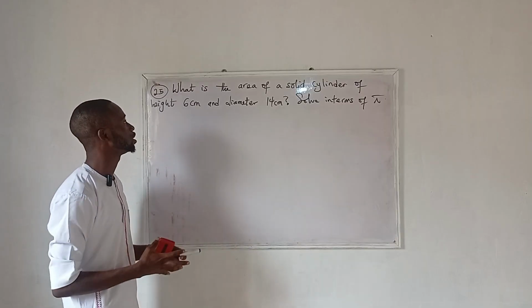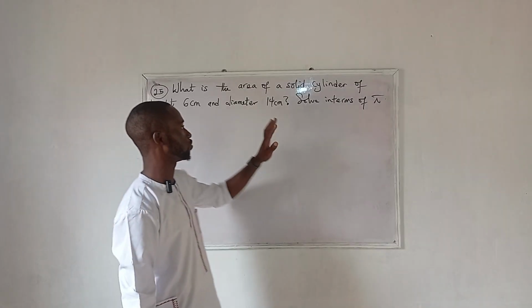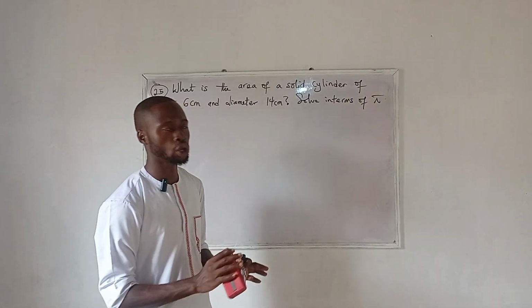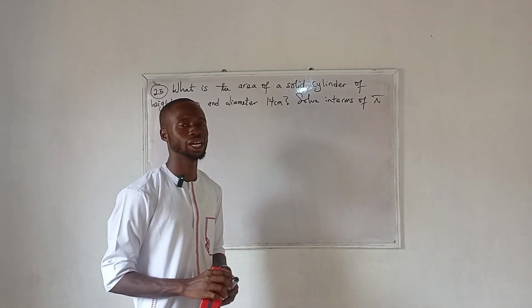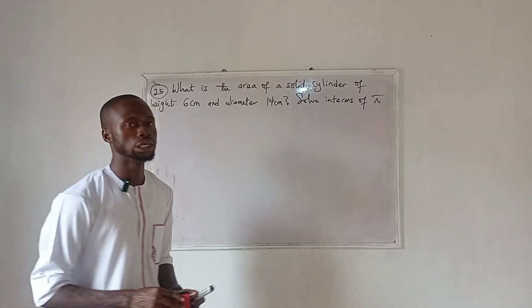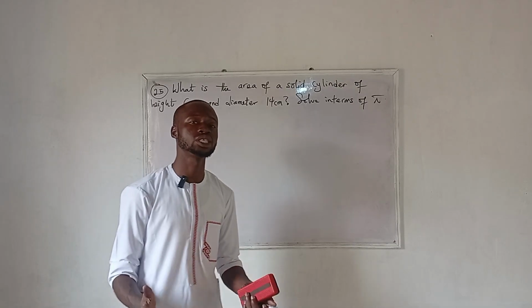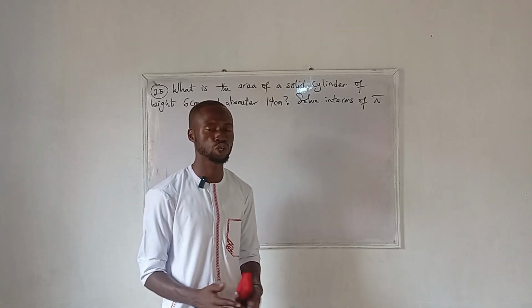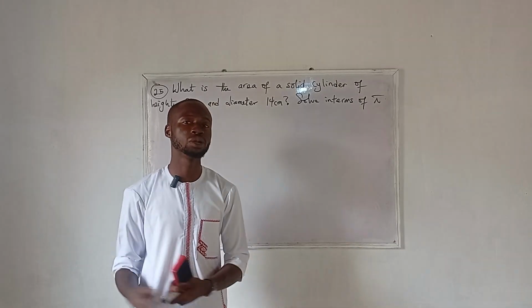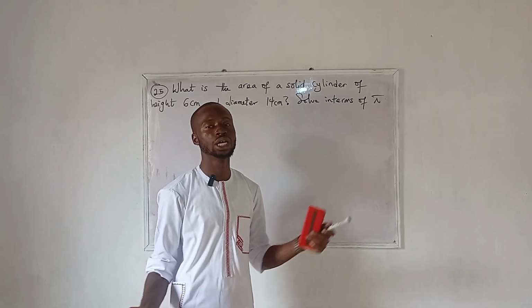We are asked to find the area of a solid cylinder of height 6 cm and diameter 14 cm, and there is a clause: you must solve in terms of pi. That means you will be introducing the value of pi, that is 22 over 7. So how do we do that? You can be asked to find the cost of area of a cylinder, or the area of a cylinder when it is closed at one end, and so on. So you have to know the individual formulas for all of this. But for this particular question, this is a solid cylinder, meaning that it is closed at both ends.